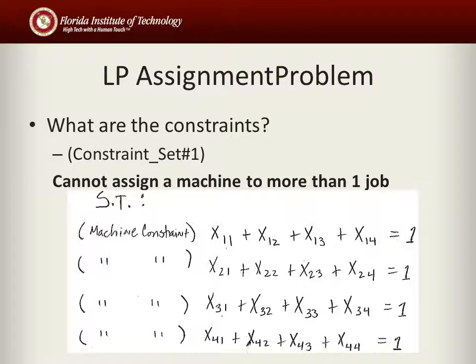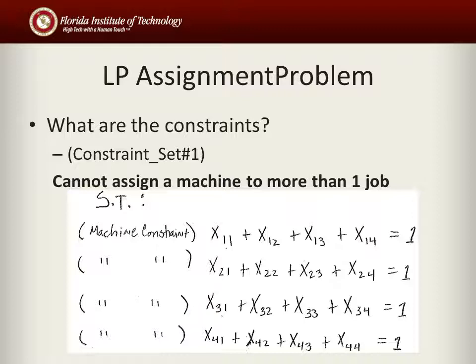The same thing goes for machines number 2, 3, and 4. Notice here, machine number 2 cannot be assigned to more than one job either, so the summation of x21 plus x22 plus x23 plus x24 has to be equal to 1. That means machine number 2 has to be assigned to do a job, and the same thing for machines number 3 and 4.